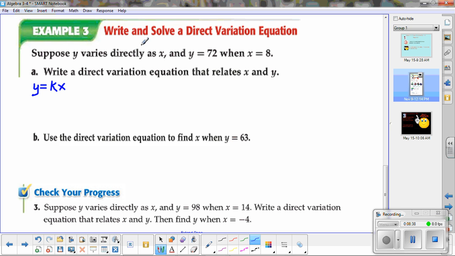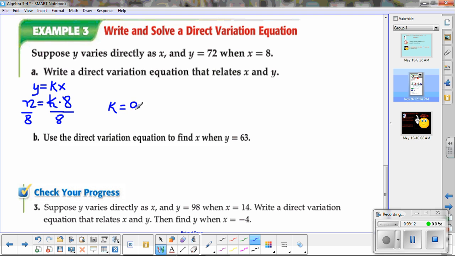So if it says it varies directly, it's going to be in this form, y equals kx. So in place of y, we're going to put a 72. And in place of x, we're going to put an 8. So this is 72 equals k times 8. To solve this for k, we would divide both sides by 8. So that gets us k equaling 72 divided by 8, which is 9.